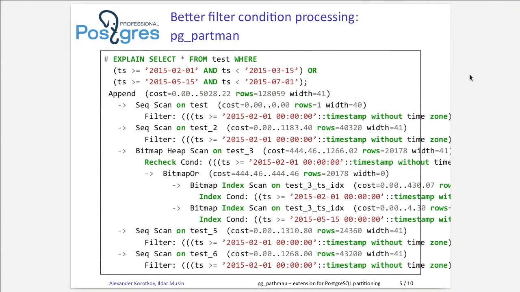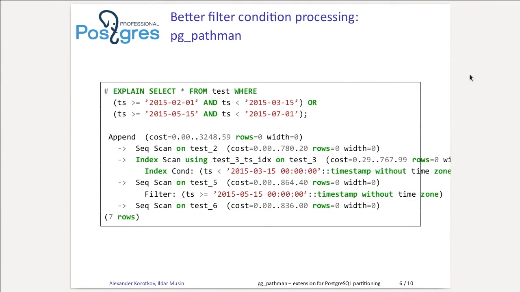And another thing is simplification of filter conditions. You can see that constraint exclusion doesn't simplify anything. Every condition is pushed down to a particular partition, even if it's always true or always false. PG-Pathman automatically simplifies such conditions, and as a result, better plans could be selected. For instance, a sequential scan could be selected instead of an index scan, or an index scan could be selected instead of a composition of bitmap scans, which is much faster.